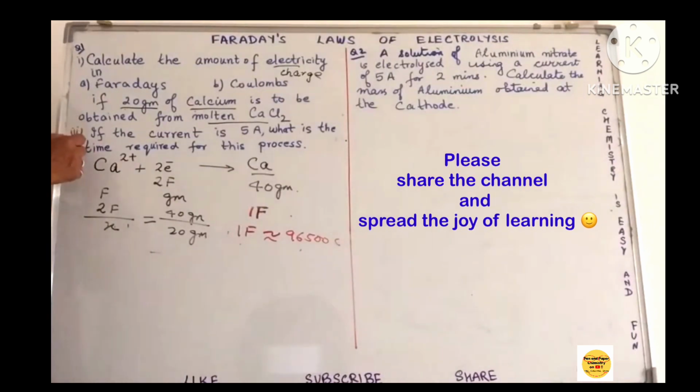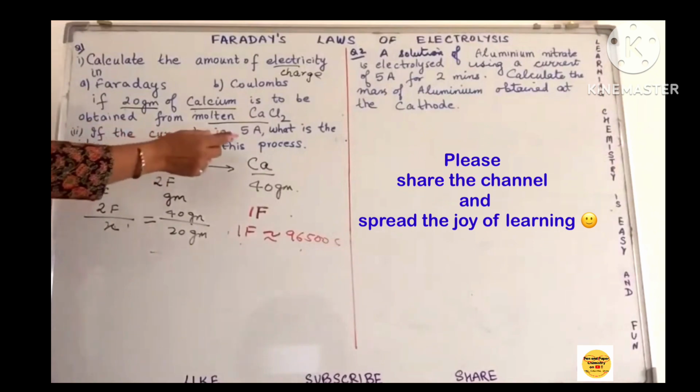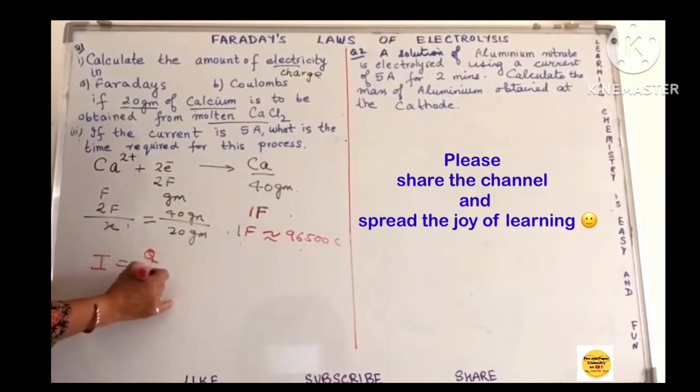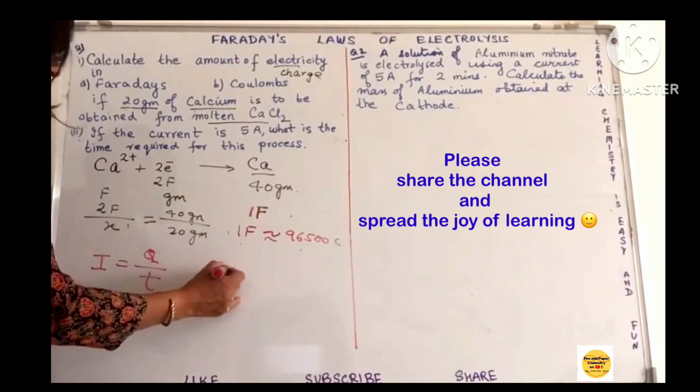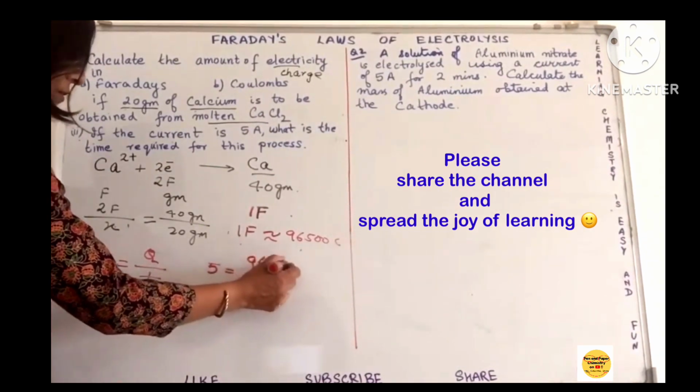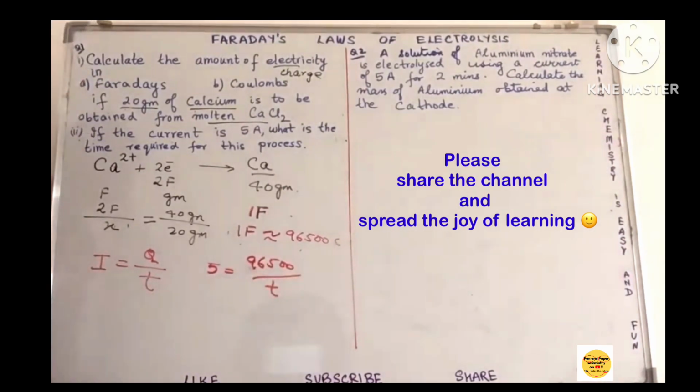Come to the second part. If the current flowing through the electrolyte is 5 amperes, for how much time do I have to pass this current in order to obtain the required amount of calcium? Again, just going back to I is equal to Q by T. Can you recall this formula? We did it in the beginning itself. So I have got 5 amperes, Q is 96500. We just have to calculate time.